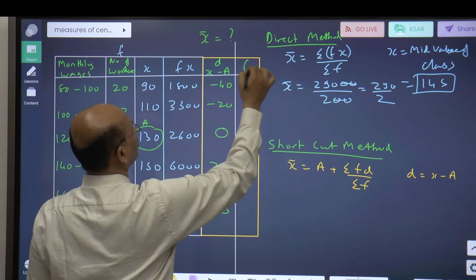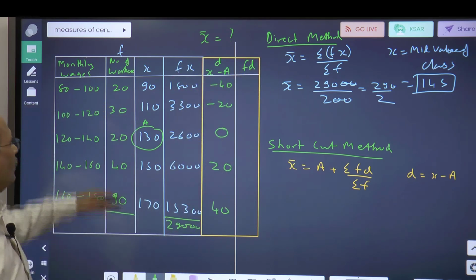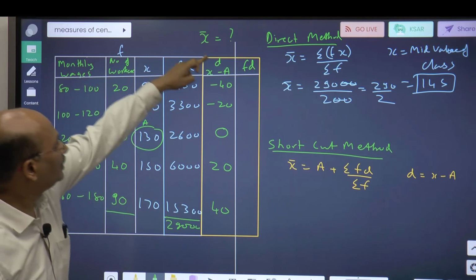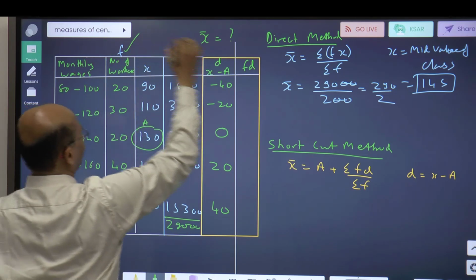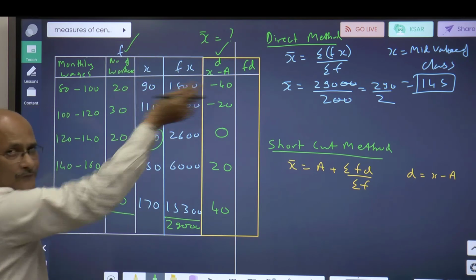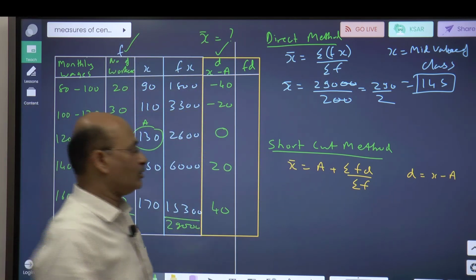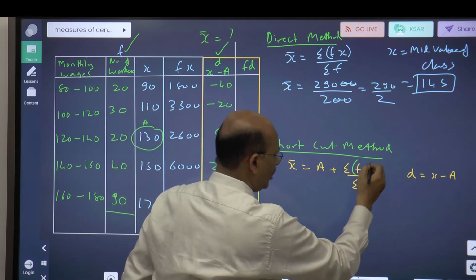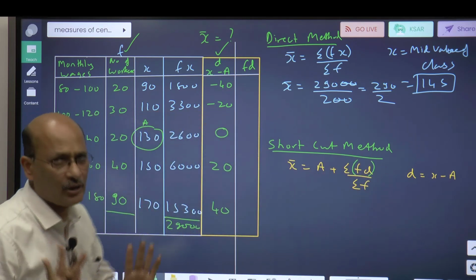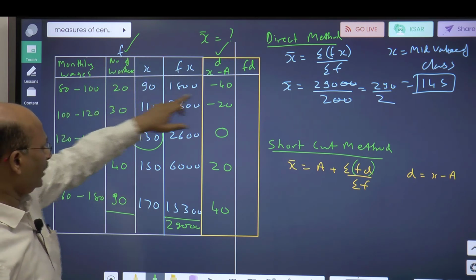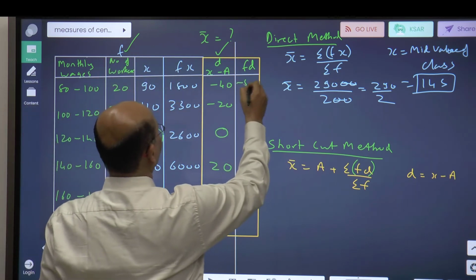FD. I don't require this fx now. So F is over here. Don't misunderstand. F is over here. D is over here. So FD is the product. If you look at the formula, remember when sigma is there, it is suggested to put a bracket. It becomes very clear to us, and we don't make any mistake. So FD. So 20 into minus 40 is minus 800.